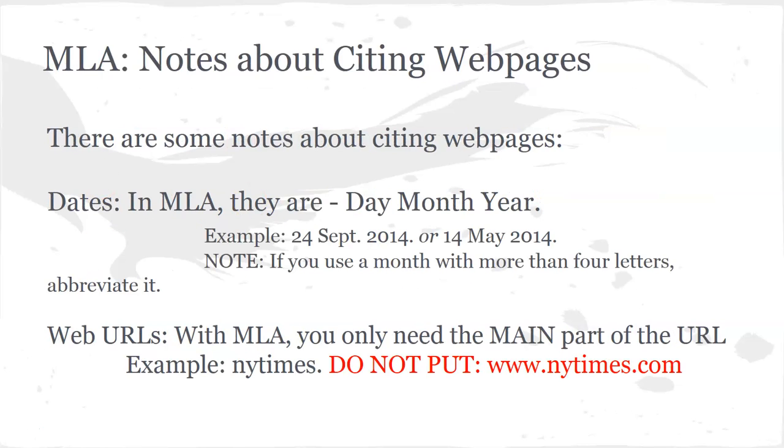Now, with dates, we write dates out day, month, and then year. So it's kind of like military time. So for September 24th, 2014, we do 24 Sept. 2014, or 14 May 2014. If your month has more than 4 letters, you abbreviate it. So like May, June, and July, I don't have to abbreviate those months because they're just 4 or fewer letters. But for any other month, I'm going to need to abbreviate it. All right. And then, like I said in the previous slide, with that main part of the URL, don't put the www, just put NY Times or nytimes.com.